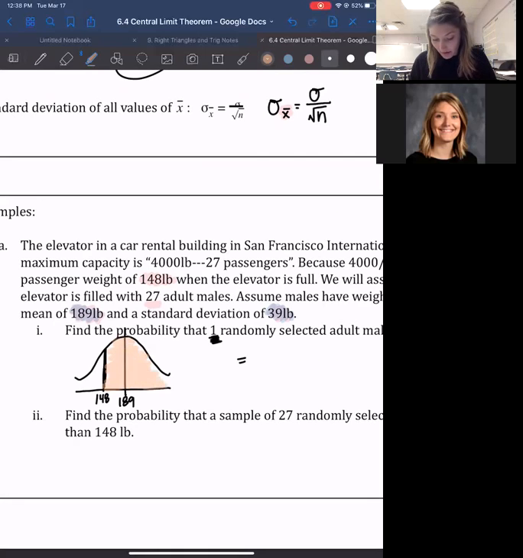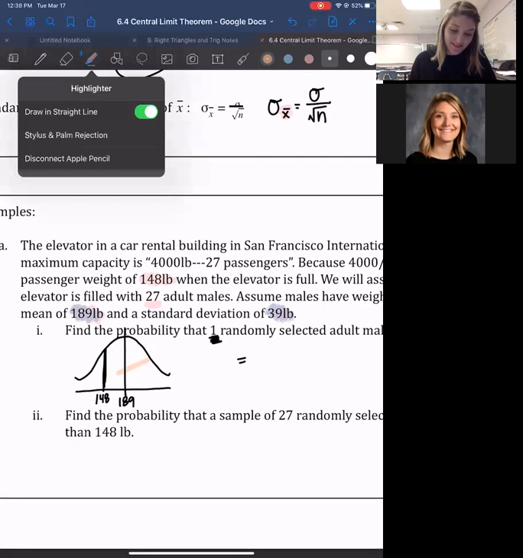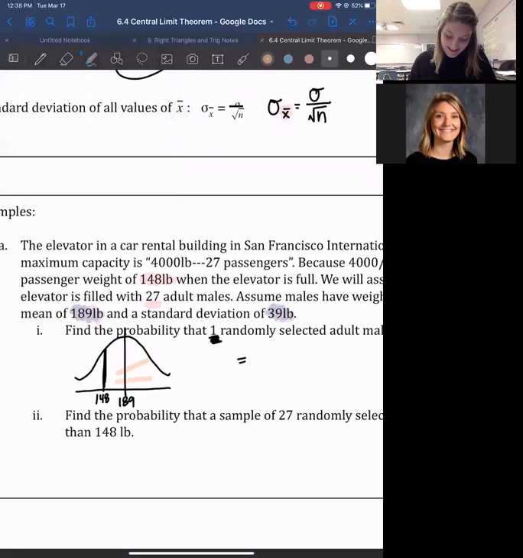Okay, so this should be familiar. This is from like 6.2, I believe. Oh, that's nice. Hang on. Okay, that's better. You knew what I was trying to do.